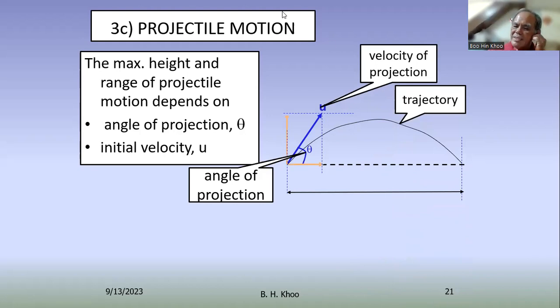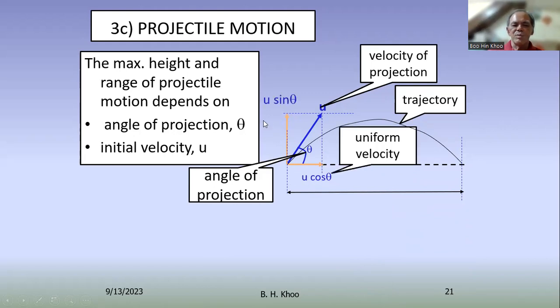Right? So we complete a rectangle there, and replace that velocity with one horizontal velocity, one vertical velocity. Right? So horizontal velocity is u cos theta, since next to this angle is cos. Then the vertical component will be u sin theta. Right? So this one is uniform velocity. This one undergoes uniform acceleration.